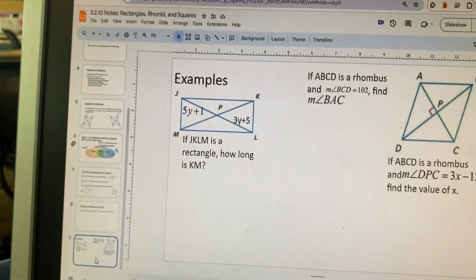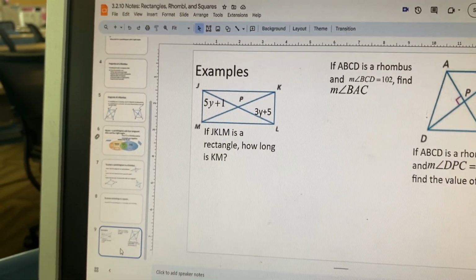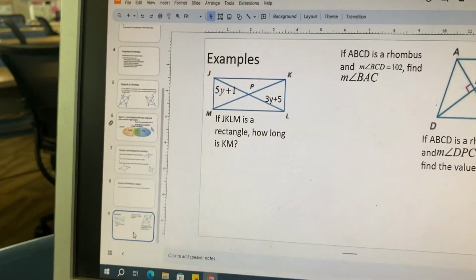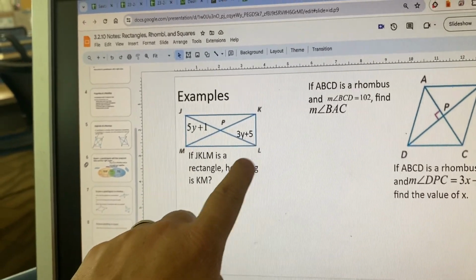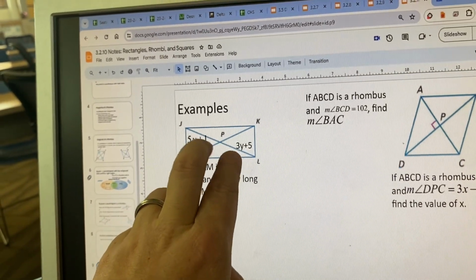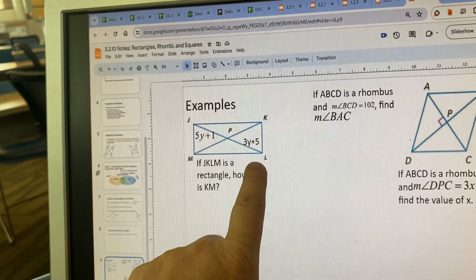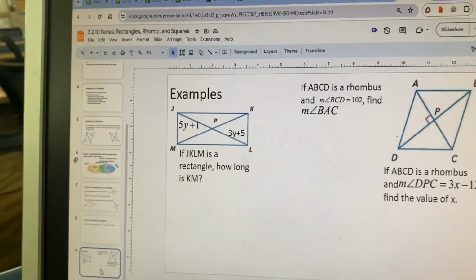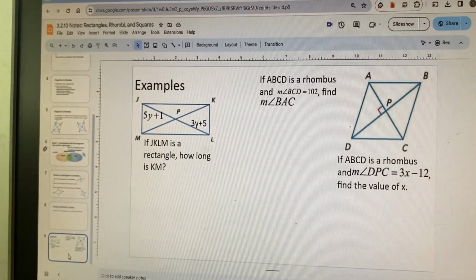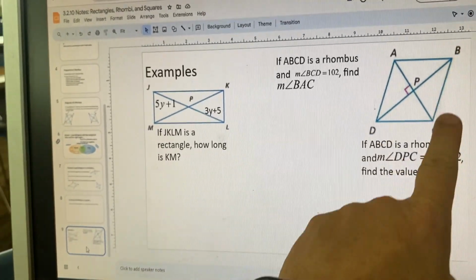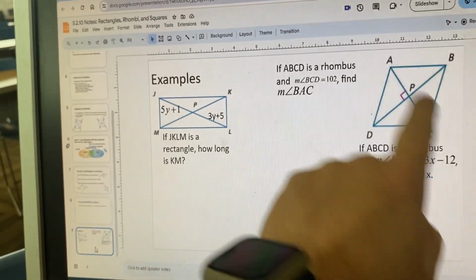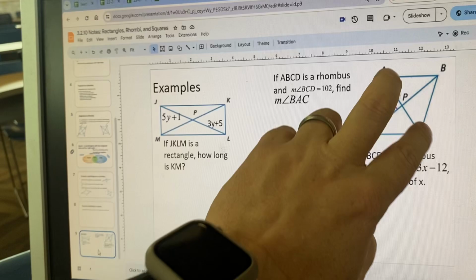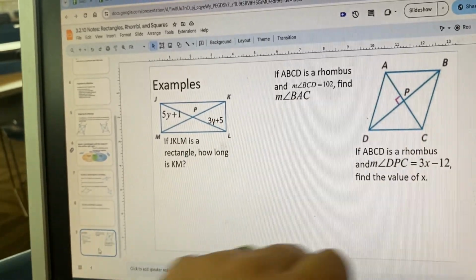When we're looking at this, we have a rectangle. How long is KM? So these are supposed to be the two parts of JL. Remember, they're equal. You set them equal, solve for Y. Find out that full distance, and this other diagonal should be congruent to that. So this says BCD right here. It's 102. Find BAC. Again, these opposite angles should be congruent.